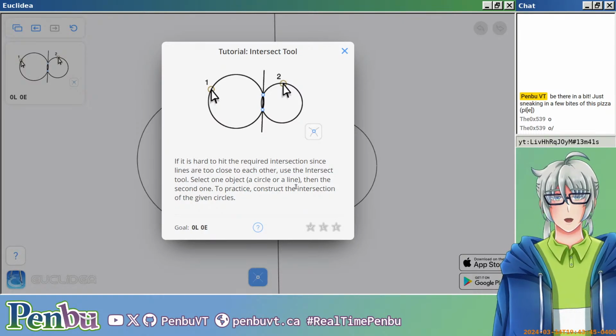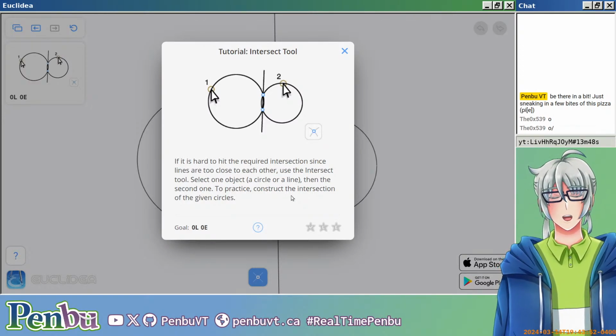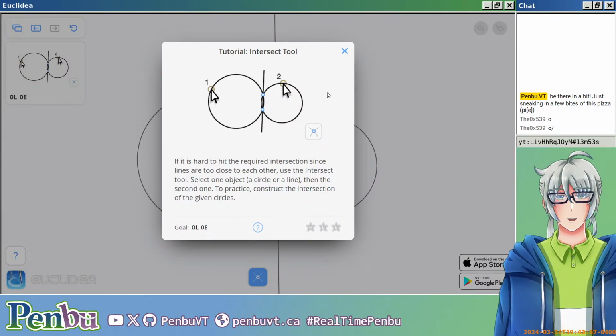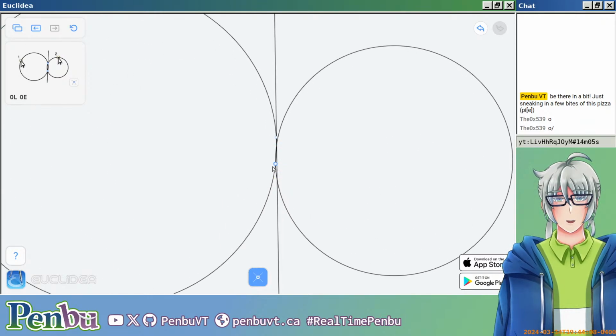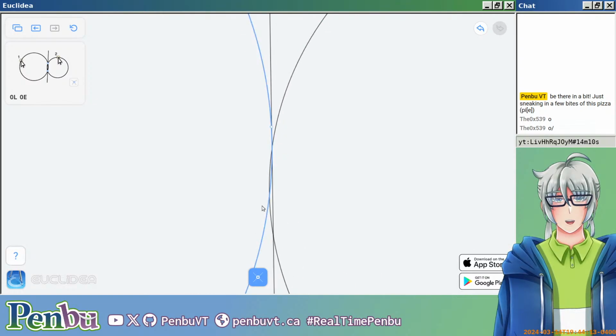Tutorial: intersect tool. If it is hard to hit the required intersection since the lines are too close to each other, use the intersect tool. Select one object, a circle or a line, then the second one. To practice, construct the intersection of the given circles. So these are too close, but we can look at the intersections for these. And we are looking at the ones for just the circles. So it's not that one actually. It's this one. And then also the one over here. Yes.